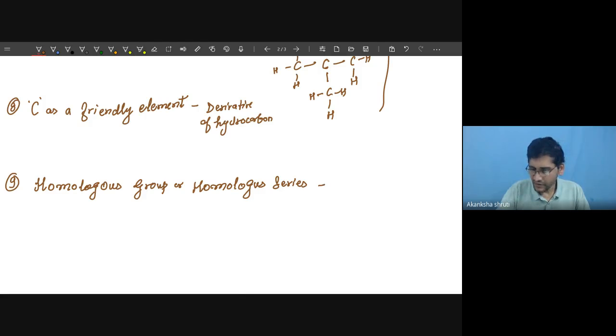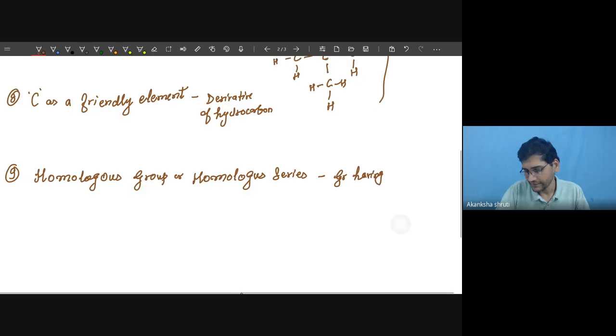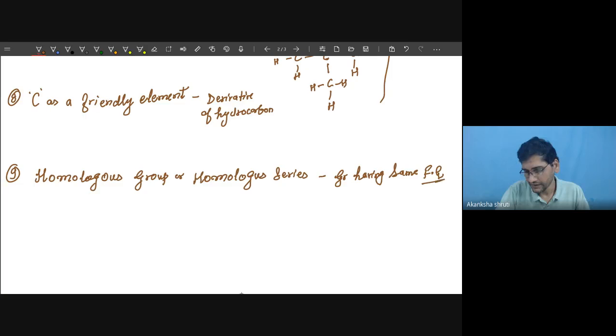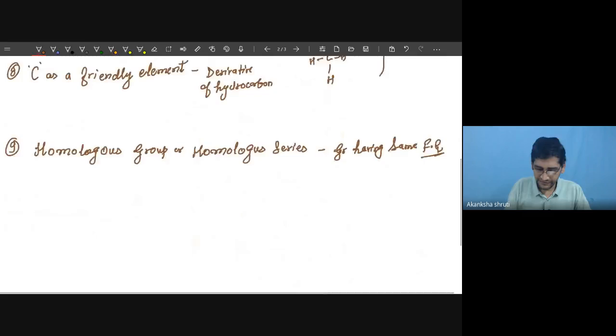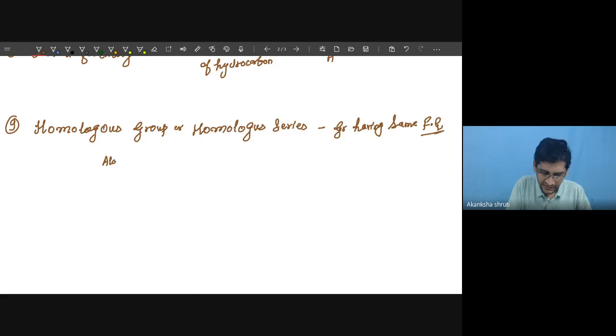Meaning the groups having the same functional group. Whatever the functional group I am writing here, it is the same. If we consider the alcohol, it must have this OH. So I may frame carbon, hydrogen, hydrogen, hydrogen, and in place of another hydrogen there is OH. So this is called methanol.